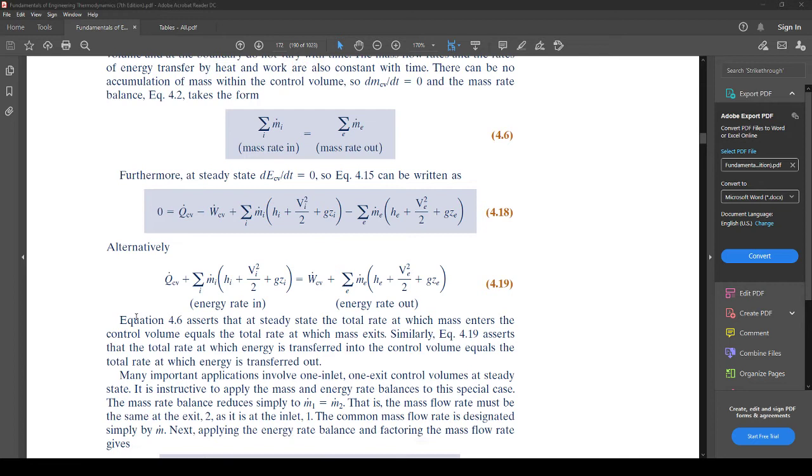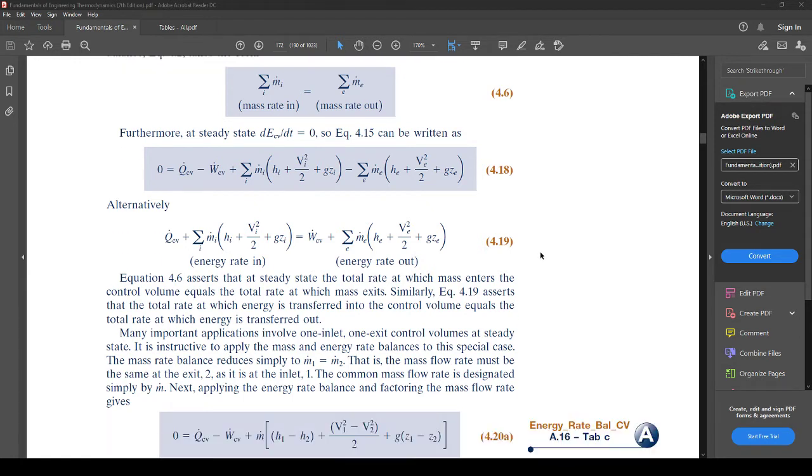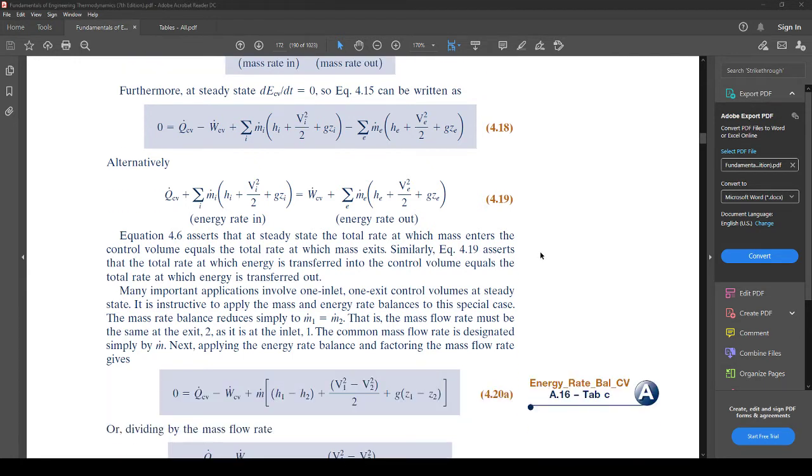And then they just rewrote this, right? Essentially, they just moved it to different sides and got these two together. So it says, equation 4.6 asserts that at steady state, the total rate at which mass enters the control volume equals the total rate at which mass exits. Similarly, equation 4.19 asserts that the total rate at which energy is transferred in equals the total rate at which energy is transferred out. Many important applications involve one inlet, one exit control volumes at steady state. It is instructive to apply the mass and energy rate balances to this special case.